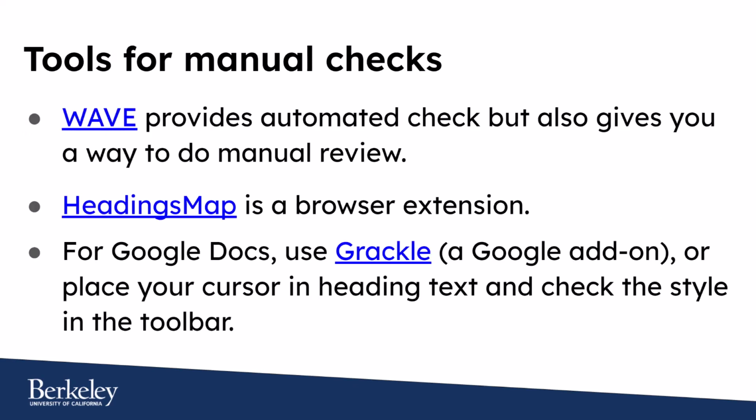Here are a few great free tools that you can use to manually check your headings. Wave will provide you with an automated check of your whole page, but because it labels all the headings on your page, it's also a great way to manually review the headings and make sure they're correctly used. HeadingsMap is a browser extension that displays all of your page headings in the sidebar in an outline format. And for Google Docs, you can use the free Grackle add-on, which also provides you with both an automated and manual check.